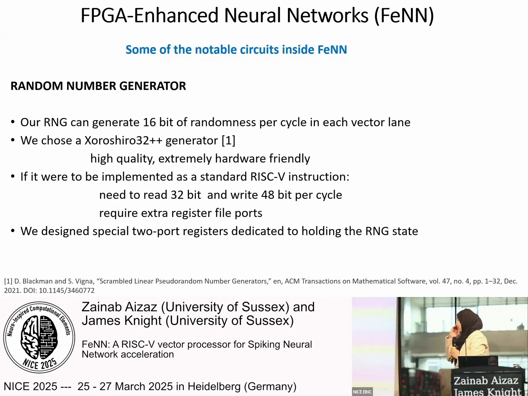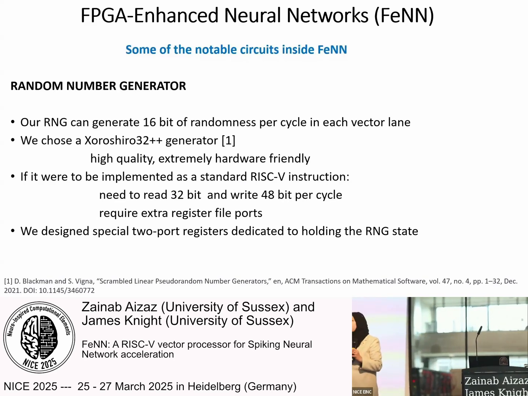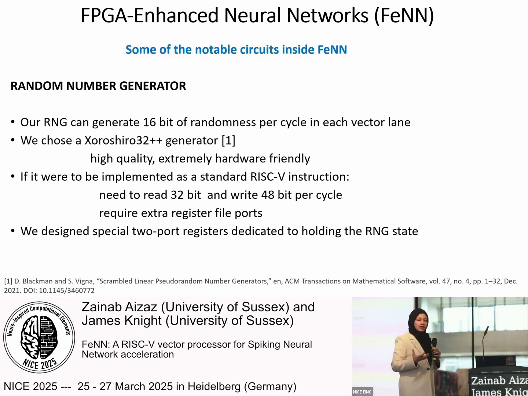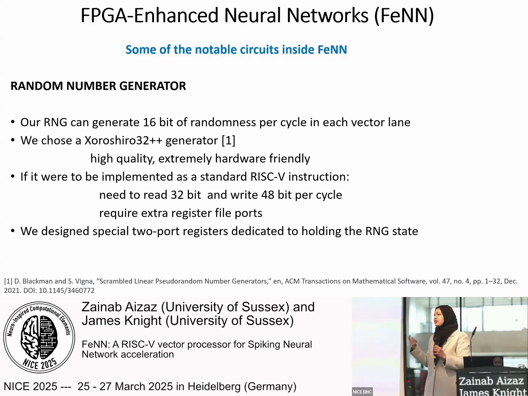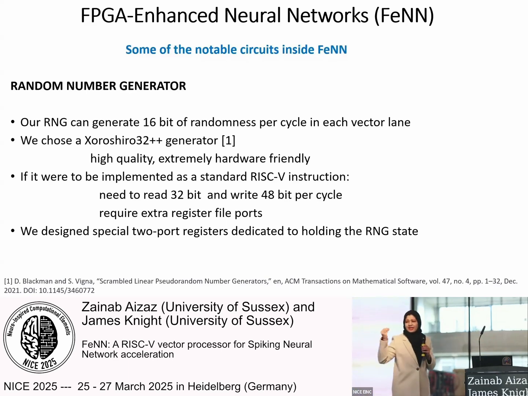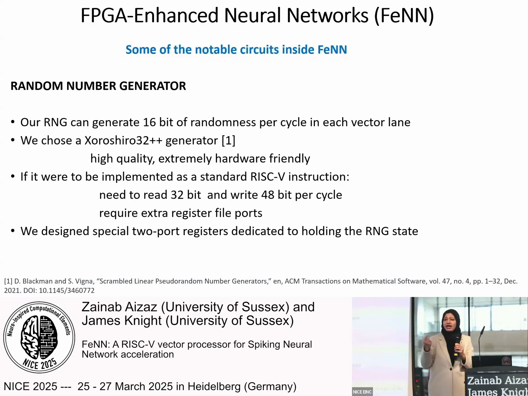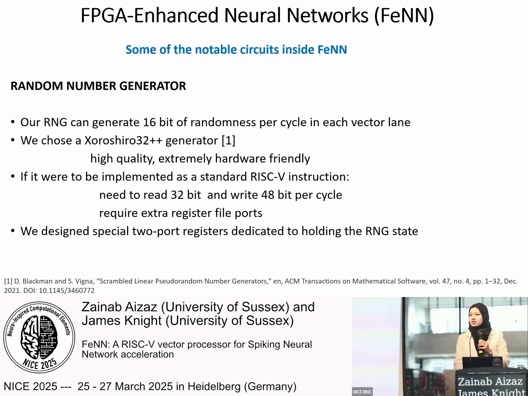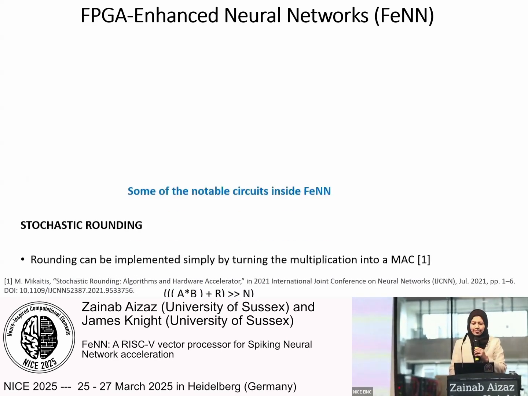So other important circuits of our FeNN are the random number generator, which is useful for executing the adaptive leaky integrate and fire neuron. If we had built this using the common register file of RISC-V, we would need an extra port, which would increase the hardware too much. So what we did, we made a special Xoroshiro random number generator, which is hardware friendly, meaning it's made using XOR gates and NOR gates, very small. And then we made 2 special registers for RNG operation only.